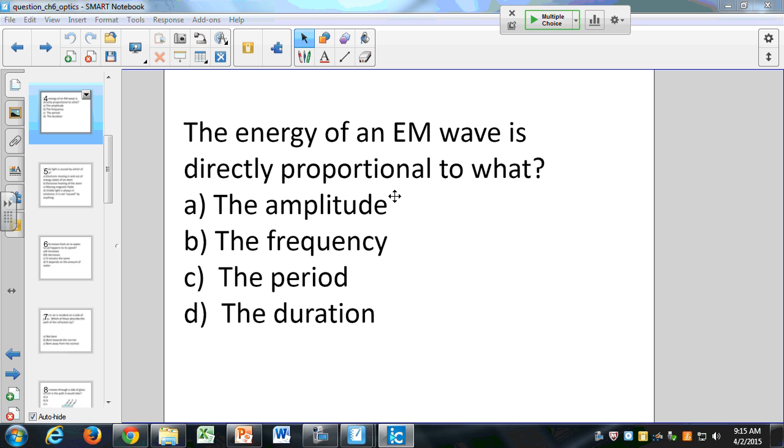By the way, it's not listed here, but what is the energy inversely proportional to? That is, if this thing goes up, the energy goes down. The wavelength, right? Because wavelength and frequency are inversely related. So if frequency goes up, wavelength goes down. If wavelength goes down, energy goes up. So they're inversely related.